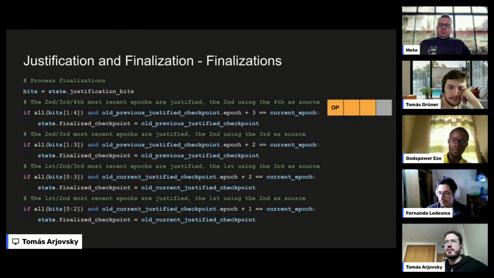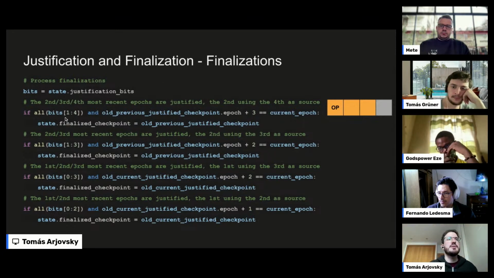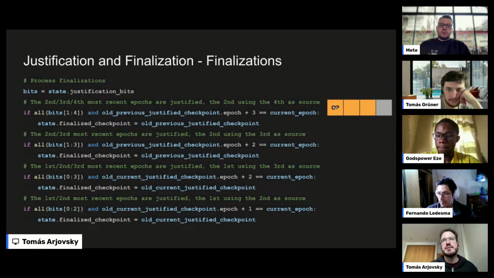So let's go over it. I tried to separate this into several slides with Google Slides animations, if that's a valid thing to say. So the first thing we do is this. We say all bits 1 to 4 are present, or are 1. This is a very weird syntax, but what this means is this.